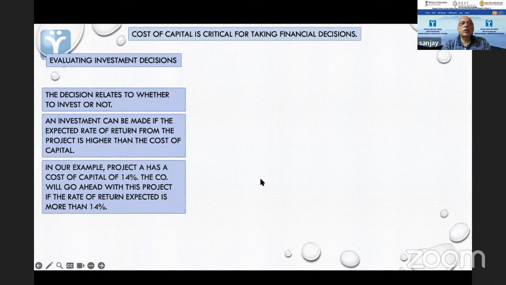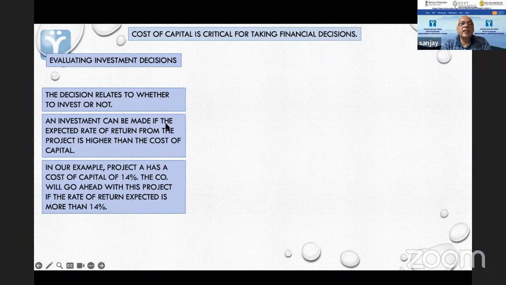How does this cost of capital help? It helps in evaluating an investment decision. Decision relates to whether to invest or not. And this is what capital budgeting is all about. How do I use the money that I have? And when I say, how do I use the money that I have, I also have to consider the cost of the money that I have.